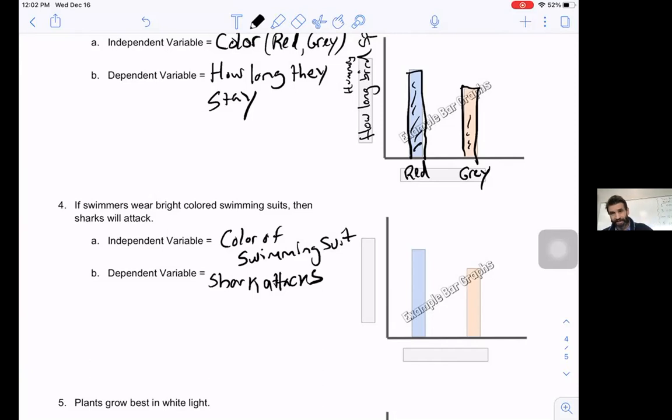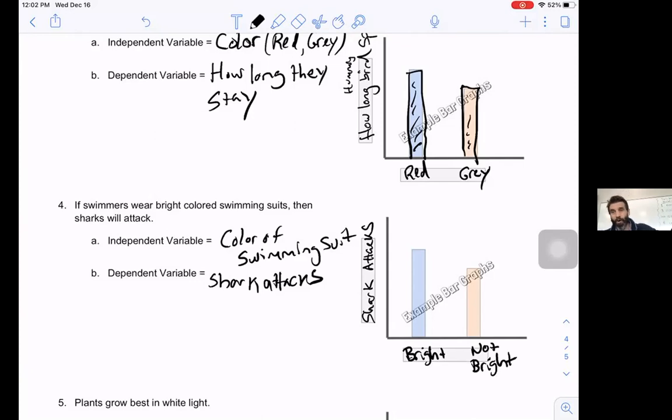What you could do is look after the fact. So the thing that you're going to measure, I'll start with that, is shark attacks. And the thing that you would be looking at, the thing that could change, is the color of the swimming suit. So this could be bright and not bright. And you'd have to define that, of course, ahead of time. You'd have to have some scale to define bright.